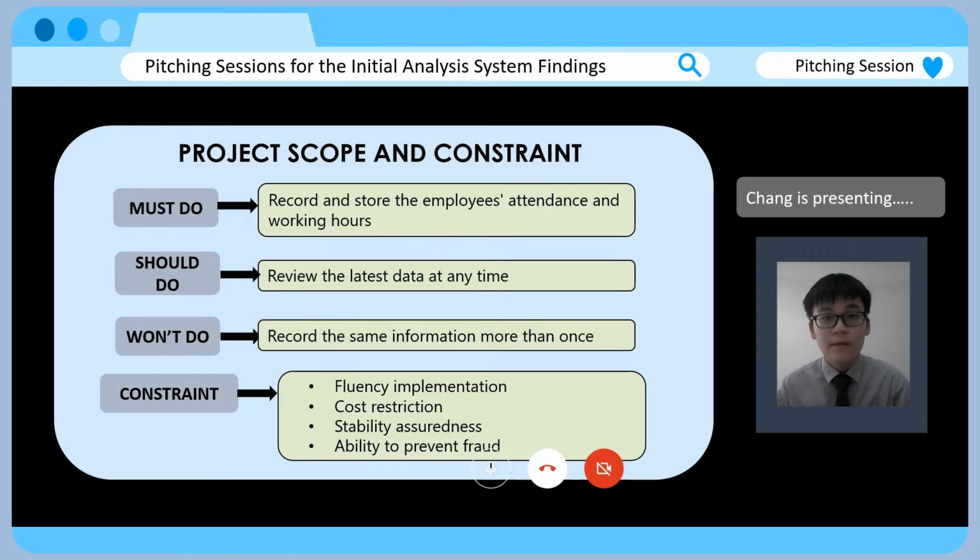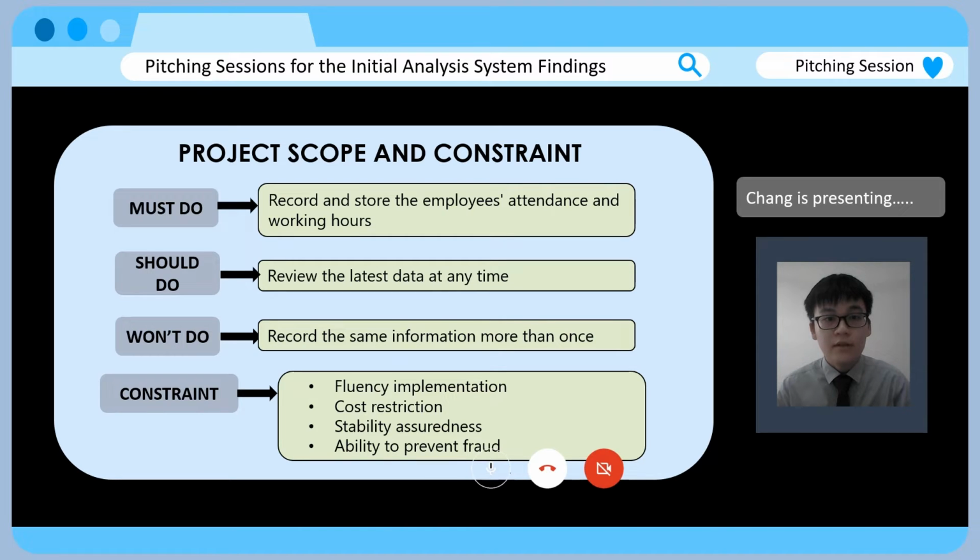Now I will explain about the project scope and constraints. Our project scope is to improve the current payroll system in Chang Cafe, which has been causing late and incorrect payroll payment for their employees. The project scope includes a list of sections called must do, should do, won't do, and constraint.